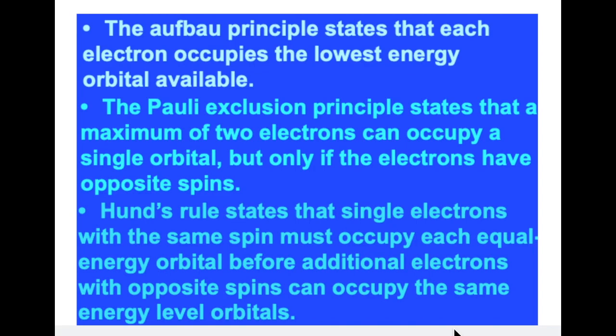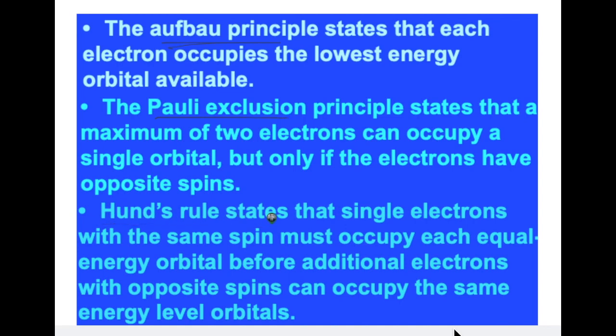Hello and welcome everybody. Today we are going to be taking on the topic of writing electron configurations. To write these electron configurations, we are going to be following three rules. Here you can see the three rules: the Aufbau principle, the Pauli principle, and Hund's rules.